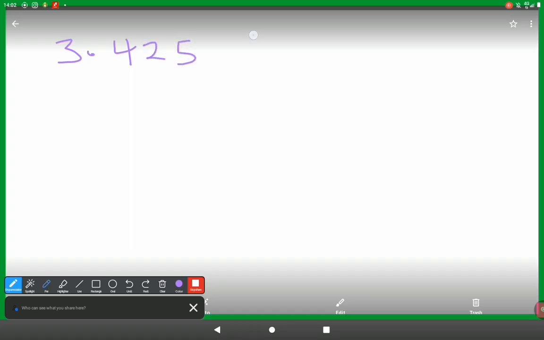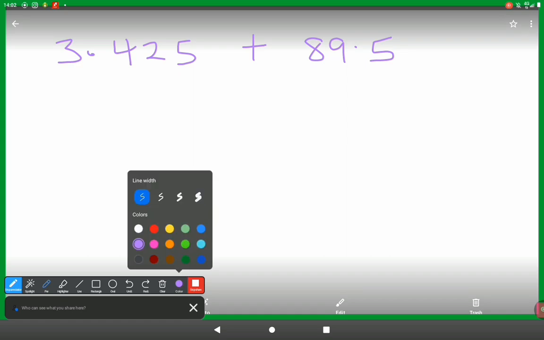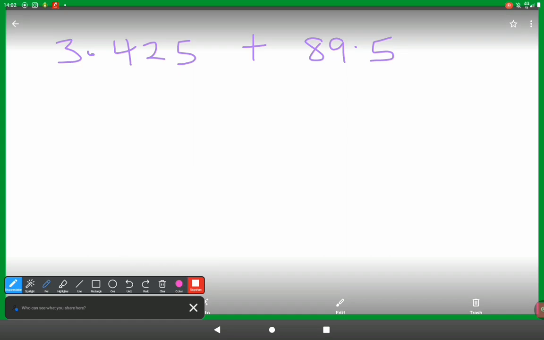3.425 add 89.5. Alright, a situation like this, if you have digits like this, you still go the same way. You arrange very well. Make sure you identify the values. This 3 is the ones. This 4 is the tenths. The 2 is hundredths. And the 5 is the thousandths. Do not forget.